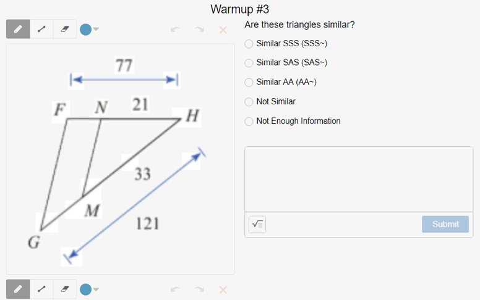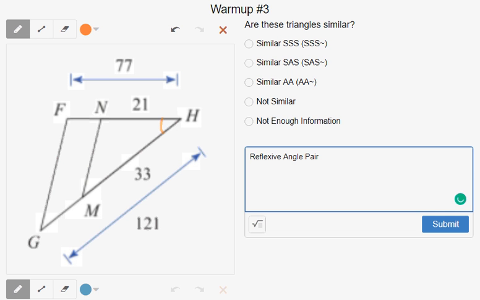Let's try another one. In this triangle pair, we can see again, we have a reflexive angle here at H. We don't have any parallel lines marked, so we're not going to find any information about angles that way, nor do we have any measurements for angles given to us. So we know these cannot be similar by angle-angle similarity.